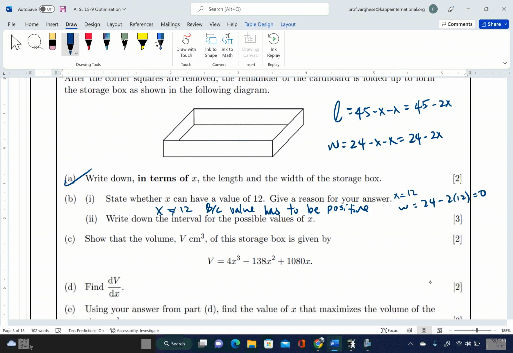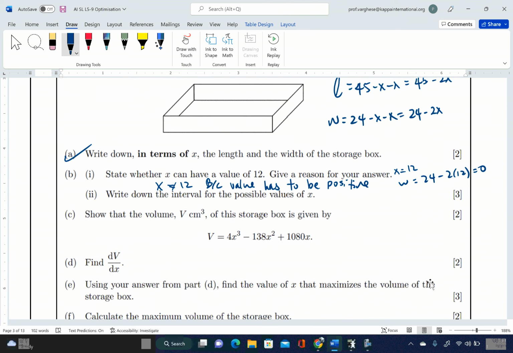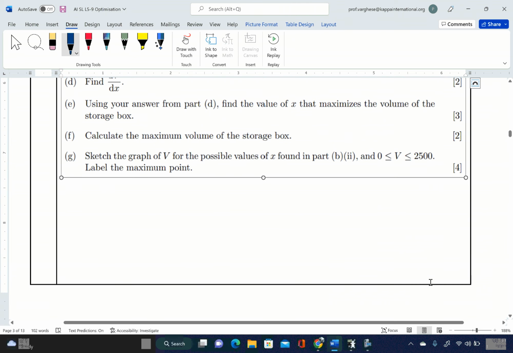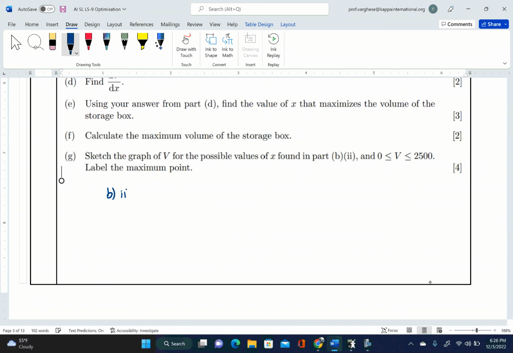All right, so let me go ahead and create more space. So I'm going to call this part B2, okay? So we know that our length has to be greater than 0, and we know that our width has to be greater than 0. To do that, we know that our length is 45 minus 2x, and we have to set that greater than 0. So let's go ahead and solve for this. Add 2x to both sides. So I get 45 is greater than 2x. Divide both sides by 2.